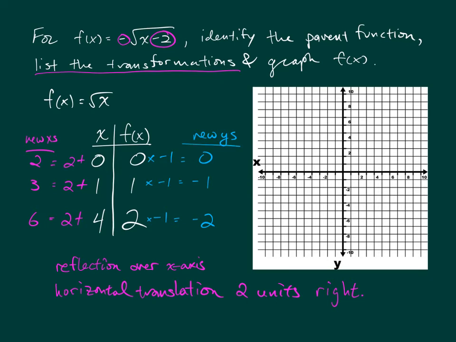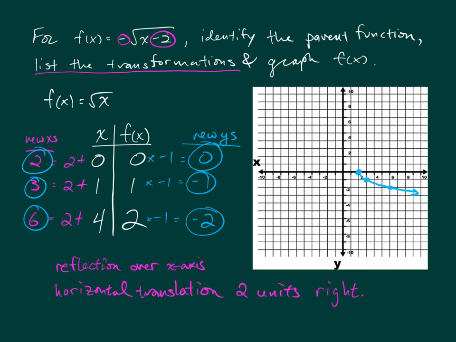So now I have a new set of ordered pairs. That'll be 2, 0, right here. 3, -1, right here. And 6, -2. So 6, -2, right there. And so I know my graph will look something like this.